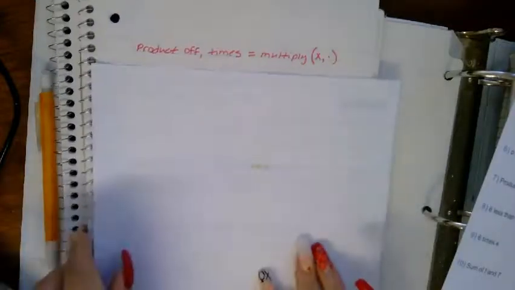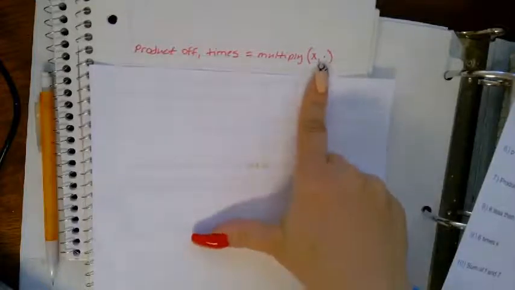If we see the words product of or times, that means to multiply, right? And that can be represented with an X or our dot. It will not make your problem wrong no matter which one you use. So product of and times would mean to multiply.